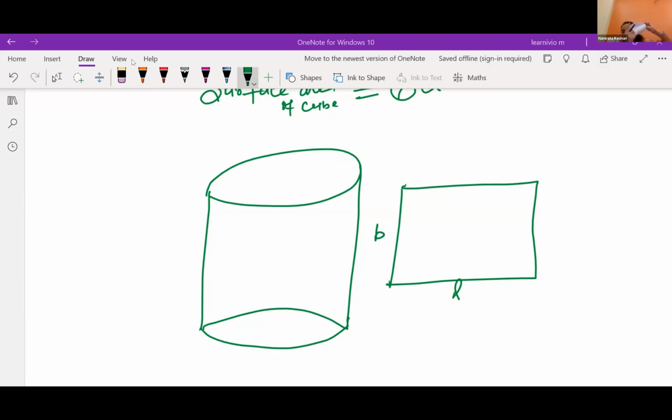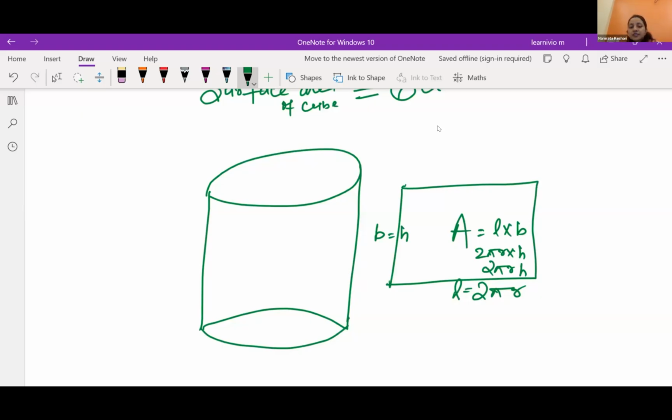Circle means, see the border of the circle. That means circumference of the circle. Length is working as the circumference of the circle. Length is nothing but just the circumference of the circle. When you fold it in the shape of a cylinder, length will become the circumference of the circle and breadth will become height. So previously your area was L into B, it will become 2 pi r into h. That means 2 pi rh is the curved surface area of the cylinder.